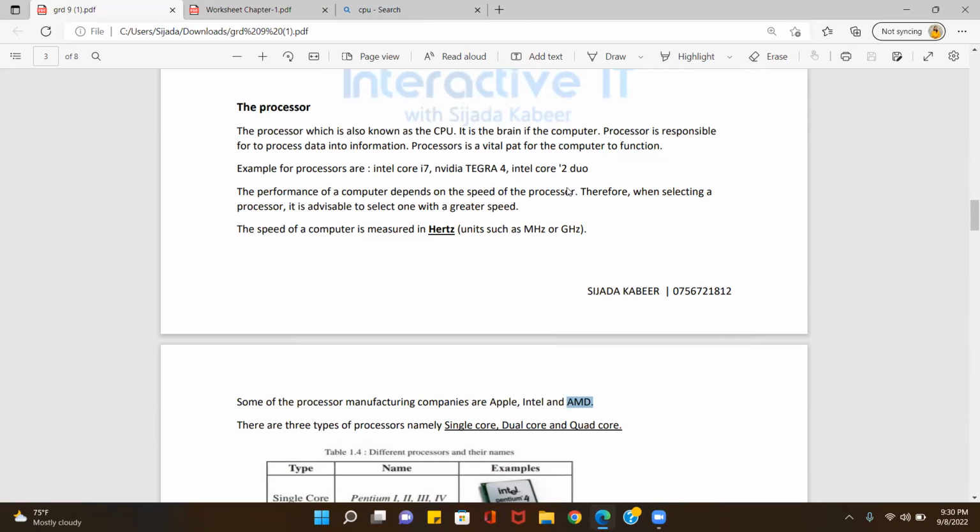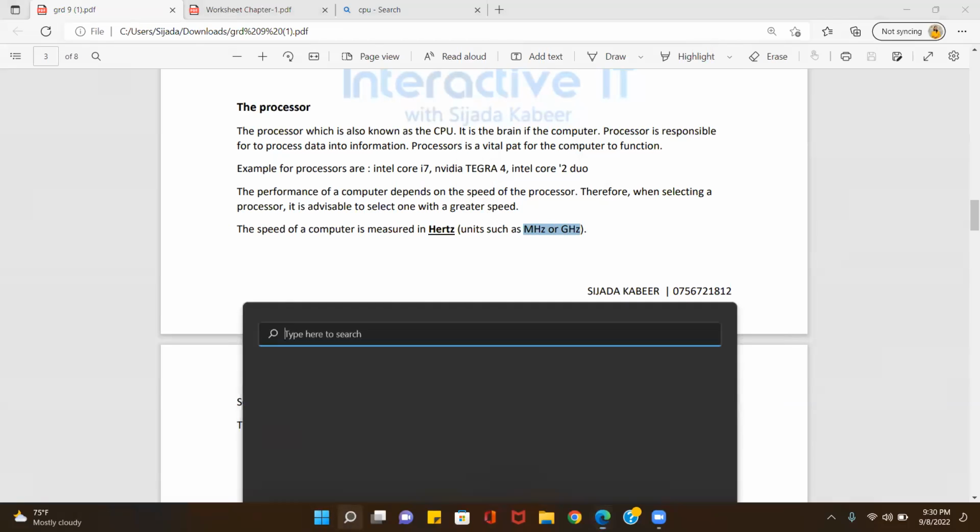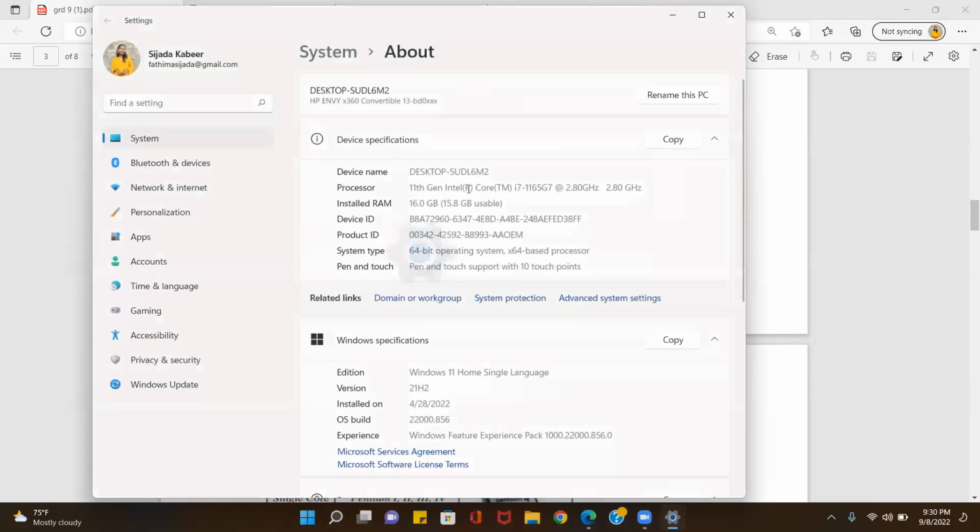But how is weight measured? Grams or kilograms. In the same way, the speed of a processor is measured in hertz. In modern generation computers, recent laptops, it is measured in megahertz and gigahertz. Now look here, I'm going to open my PC and show you. I am using a Core i7. That means it is a quad core processor. And can you see the speed of my processor? What is the speed?